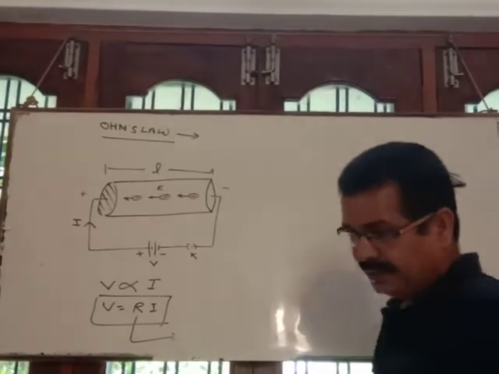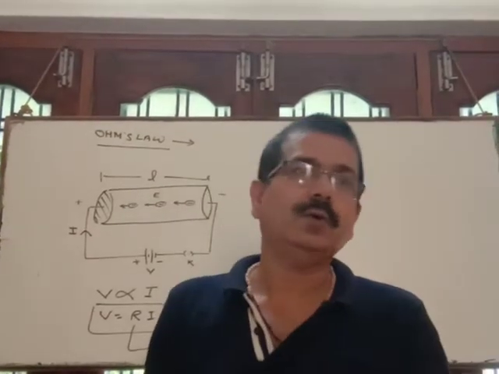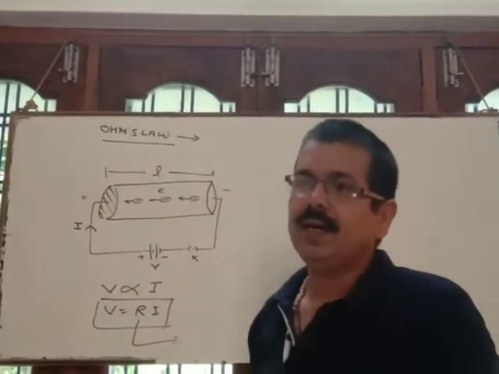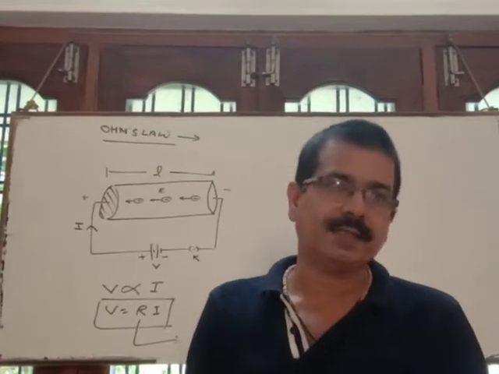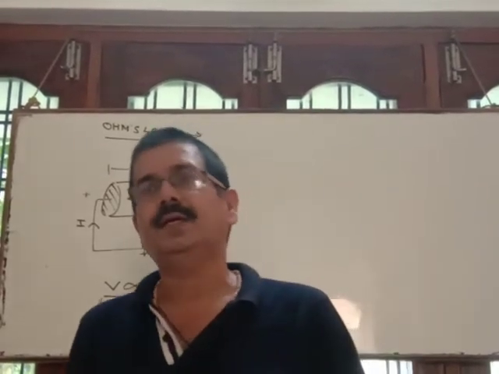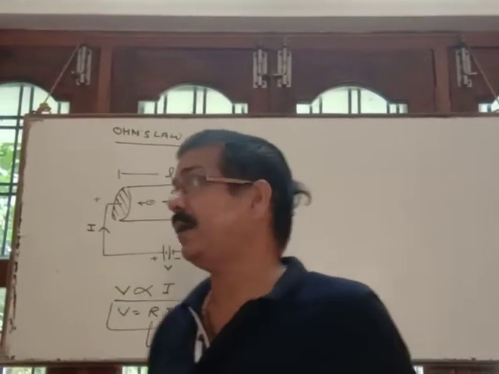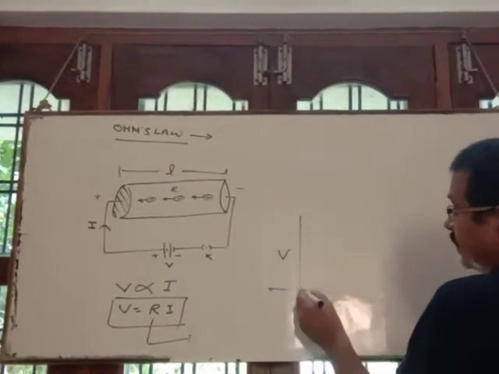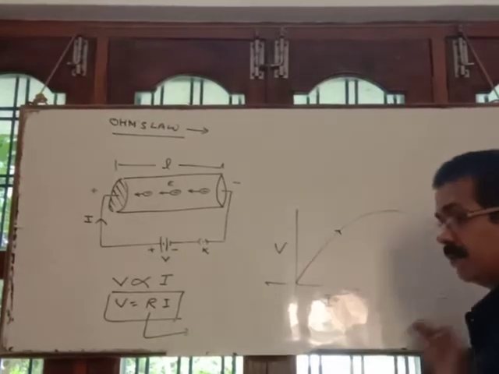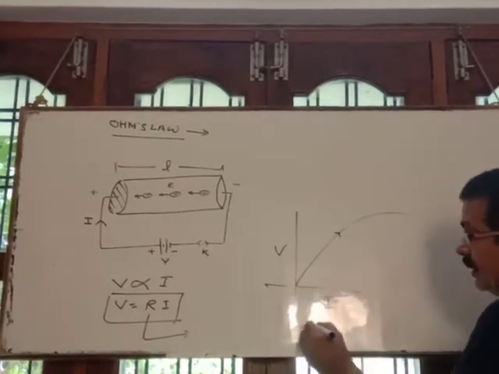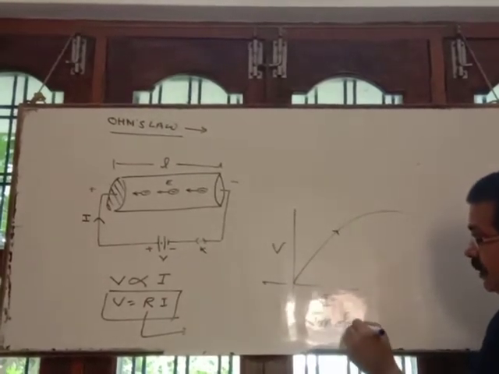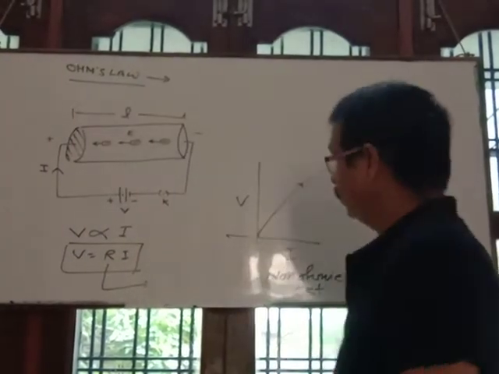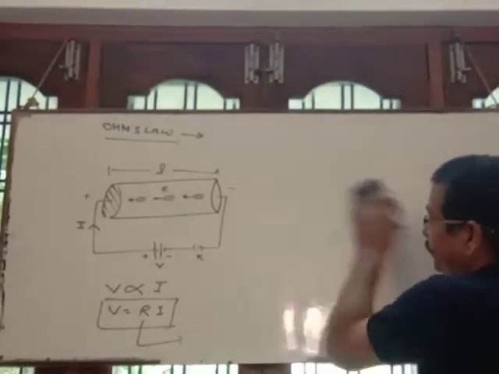Which circuit is said to be an ohmic circuit? A circuit which follows Ohm's law is called an ohmic circuit, and the nature of its VI graph is a straight line. Other circuits are called non-ohmic circuits. A non-ohmic circuit is one which does not follow Ohm's law. For a non-ohmic circuit, if we draw the graph between current and voltage, the nature of the graph is curved, not a straight line. Correct? So let's see the proof of Ohm's law.